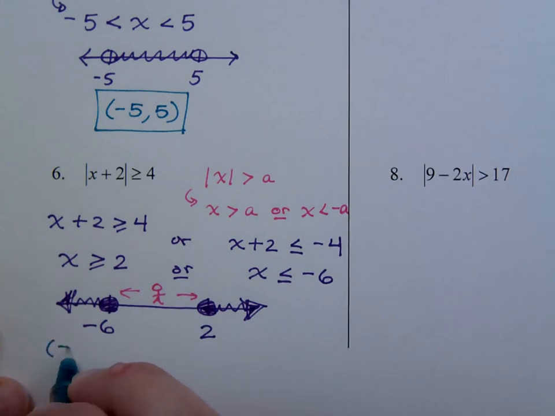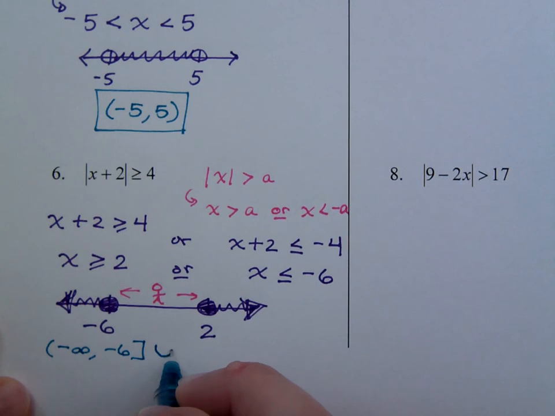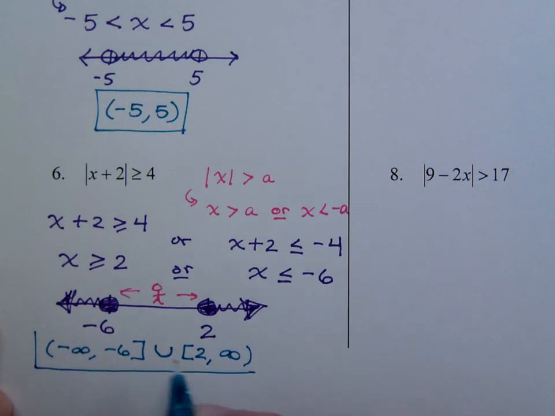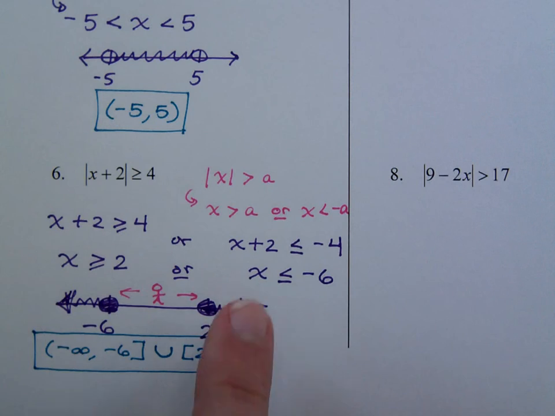So in interval notation, that's from -infinity to -6 with a bracket, union from 2 to infinity. If you try to make it one string of inequalities, you'll see that you end up with a contradiction. That's why you have to separate here.